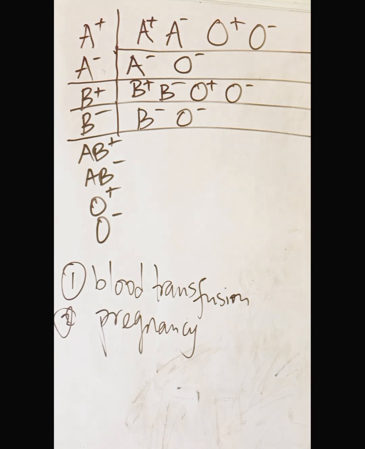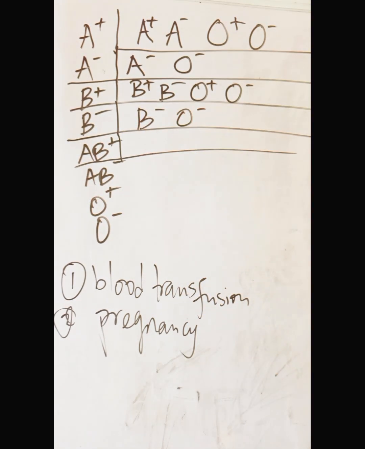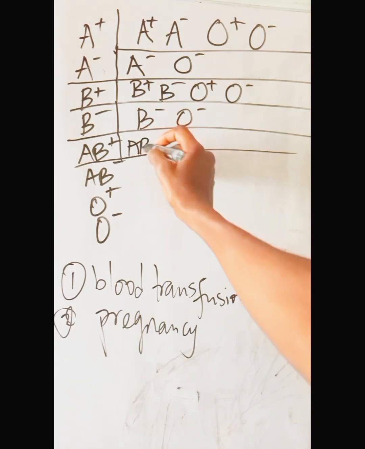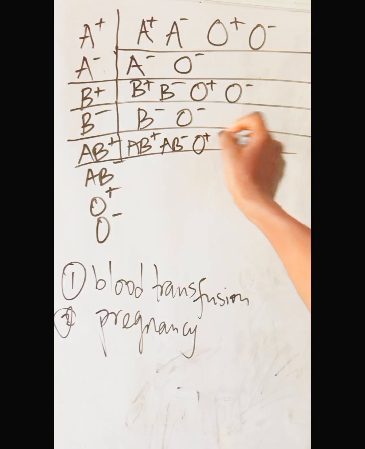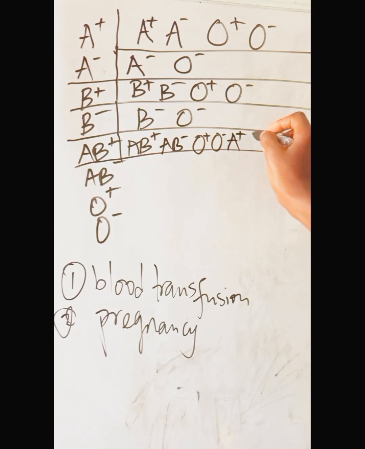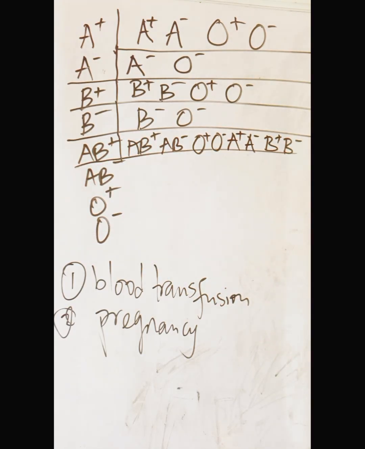Now, what about AB positive? AB positive can receive blood from an AB positive, AB negative, O positive, O negative, A positive, A negative, B positive, or B negative person. You see that these individuals have a high chance of survival. Oh my God, they can receive blood from all the other blood groups. How many of you are AB positive? There's a high chance of your survival.